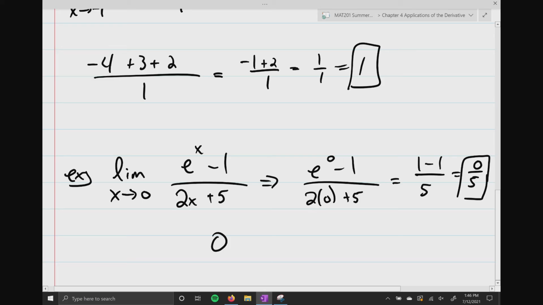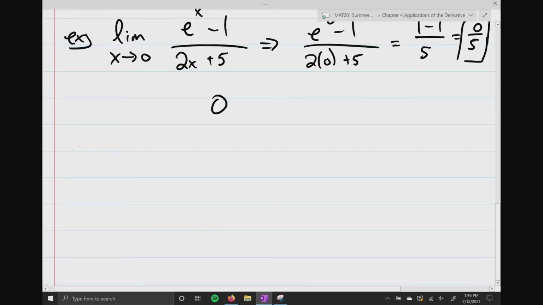So now that I've been saying that word indeterminate form, let me go over what that looks like.